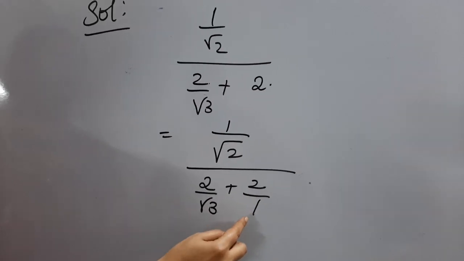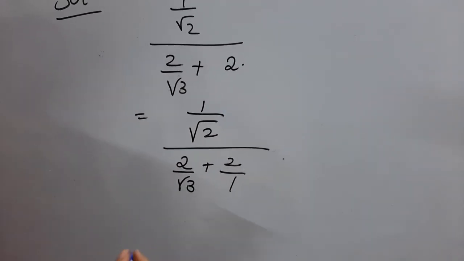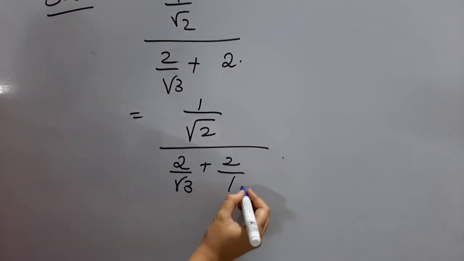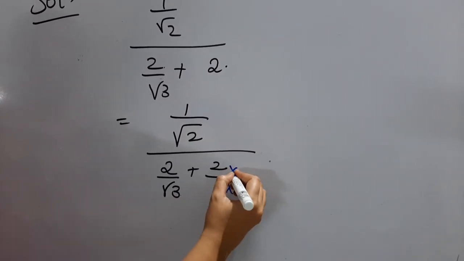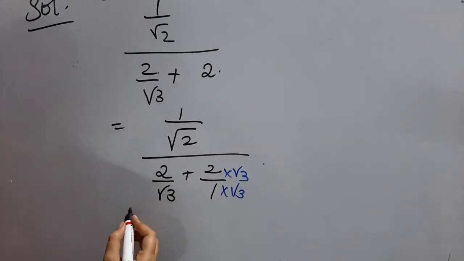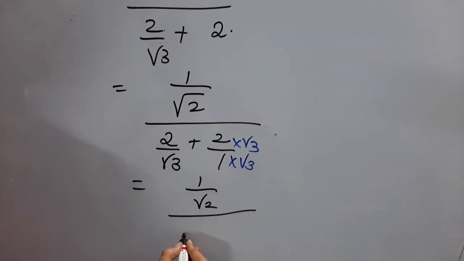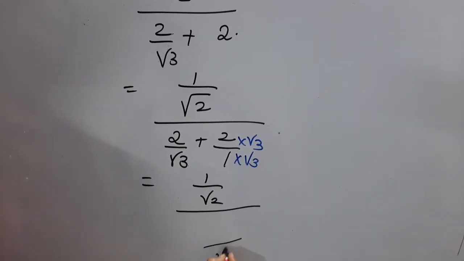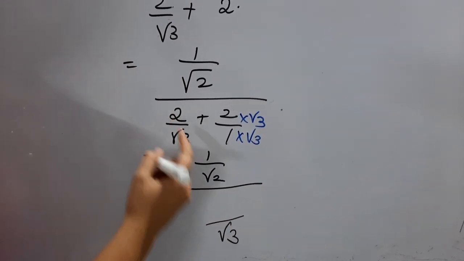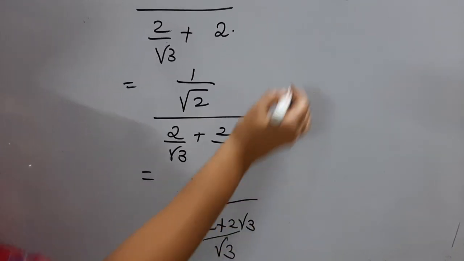Now I want to take the LCM for this whole number. So what I'll do, I'll take LCM. Here it is root 3 into root 3 into root 3. So what I'll get if I take LCM, I'll get (1 by root 2) the whole divided by, the common denominator is root 3. First term is 2 and my second term is 2 root 3.